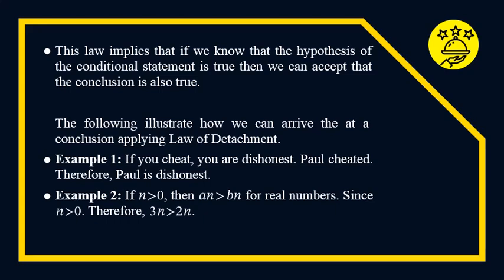First example, if you cheat, you are dishonest. Paul cheats. Therefore, Paul is dishonest. Example number 2, if n is greater than 0, then an is greater than bn for all real numbers. Since n is greater than 0, therefore 3n is greater than 2n.